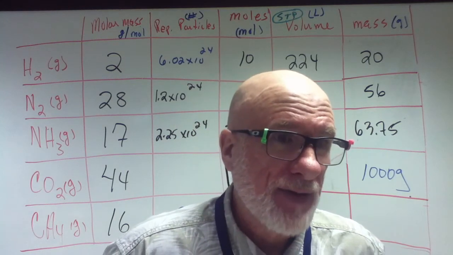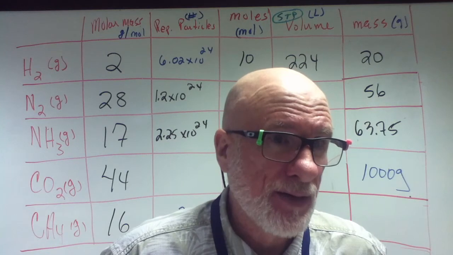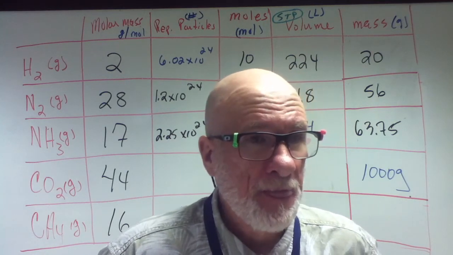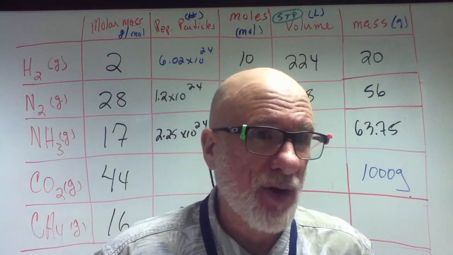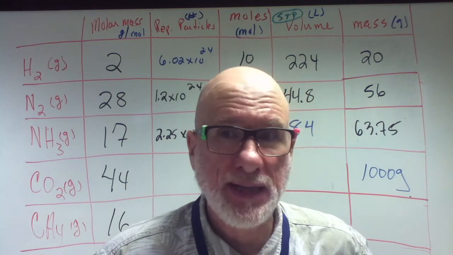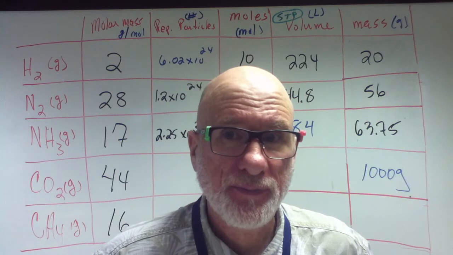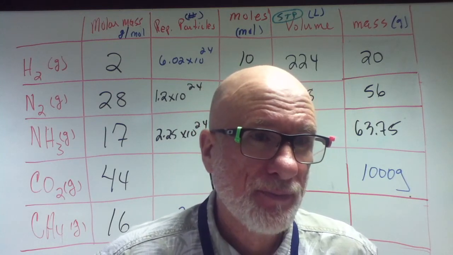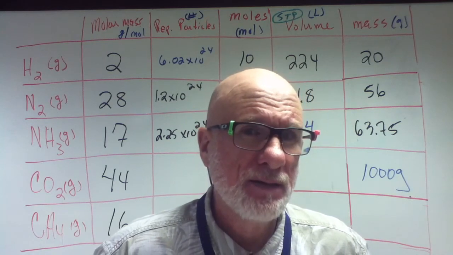T, if I have 1,000 grams of carbon dioxide, and there's 44 grams in 1 mole, how many moles does 1,000 grams of carbon dioxide represent? I want T to answer the question. 22.73. Can we say?